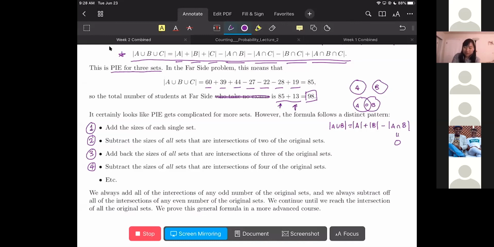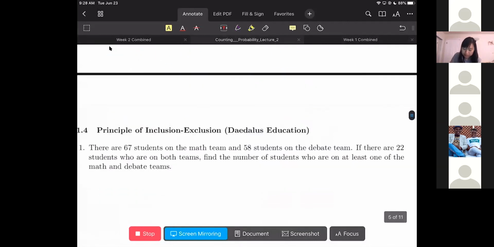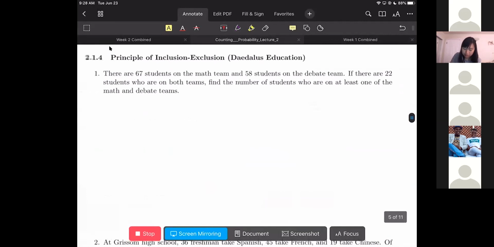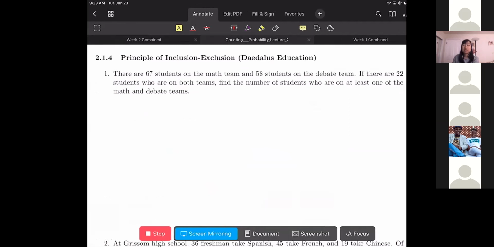All right, so I want to do a couple more practice problems here, just to make sure we understand this together. So here's another example problem where we can use the principle of inclusion and exclusion. So let's say there's 67 students on the math team, 58 students on the debate team, and there's 22 students on both teams. So how many students are on at least one of the math and debate teams?